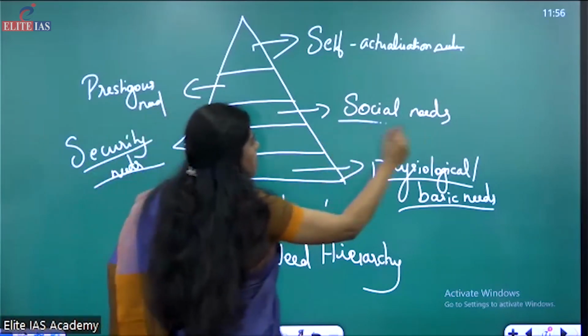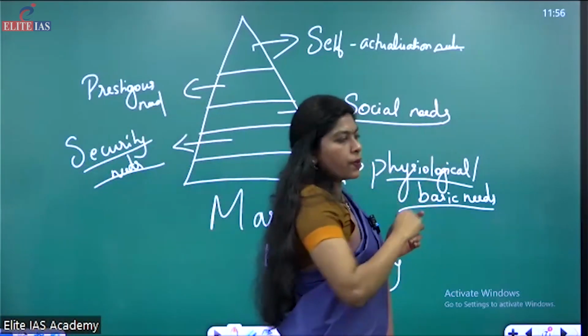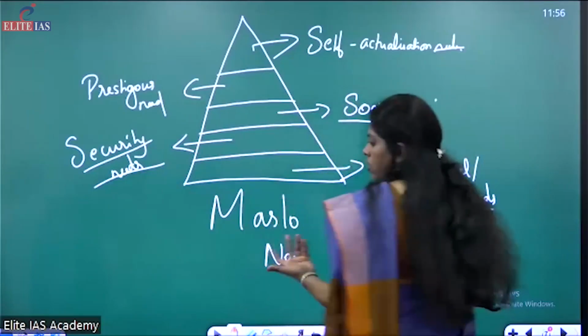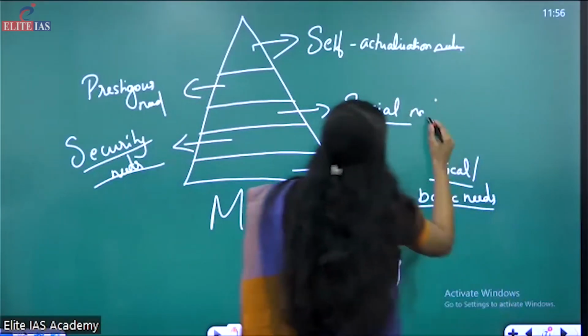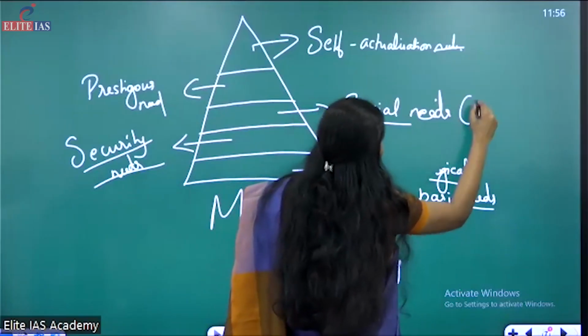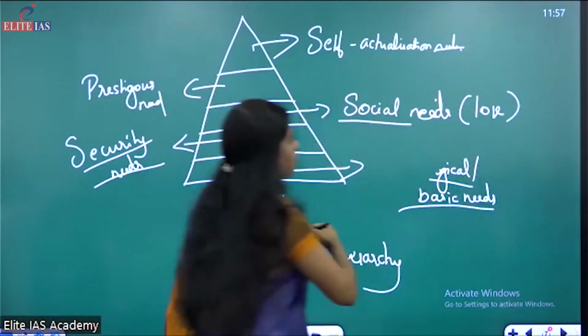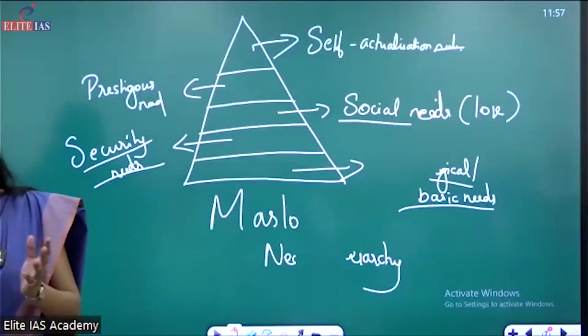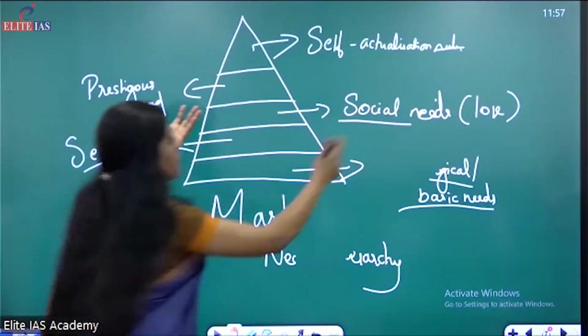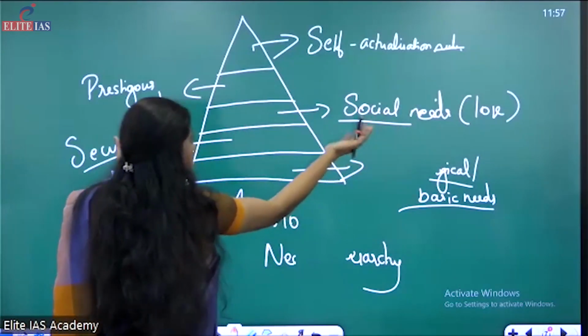Then social needs. After all this is satisfied, it goes for love. And the moment I say love, everything vanishes. Now, the next stage, he forms his own family. That means he needs someone for his life, some support for his life.